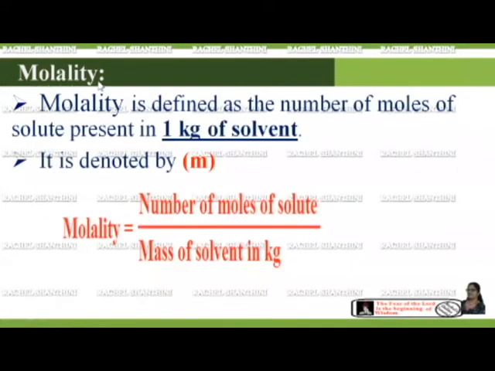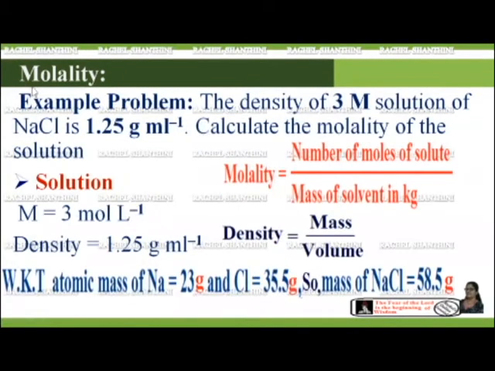The next concept is molality. Molality is defined as the number of moles of the solute present in 1 kilogram of solvent. It is denoted by small m. Molality equals number of moles of the solute divided by mass of the solvent in kilogram. That is the main difference between molality and molarity. Molality is the expression of mass of the solvent in kilogram, but molarity is the expression of volume of the solution in liters.